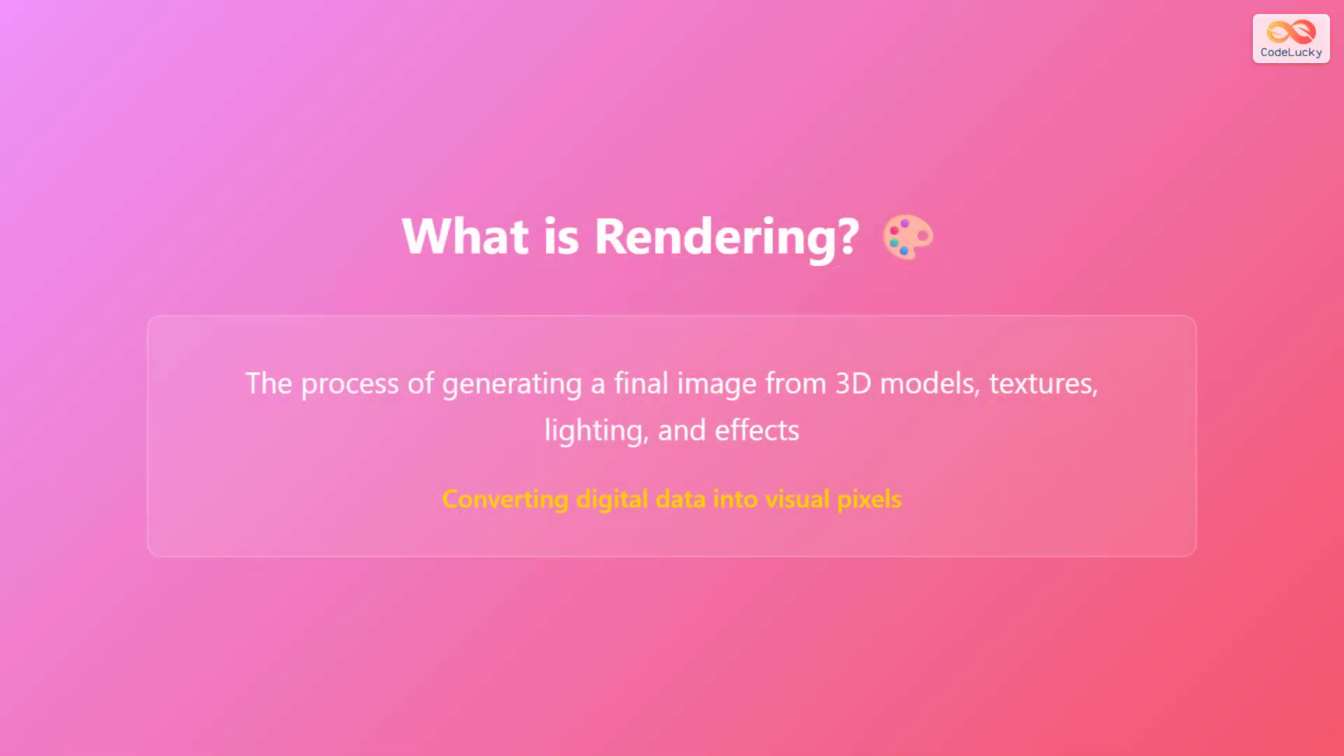Rendering is the process of generating a final image from 3D models, textures, lighting, and effects. It essentially converts digital data into visual pixels that you see on your screen. Every image in a game, animation, or video goes through this rendering process.